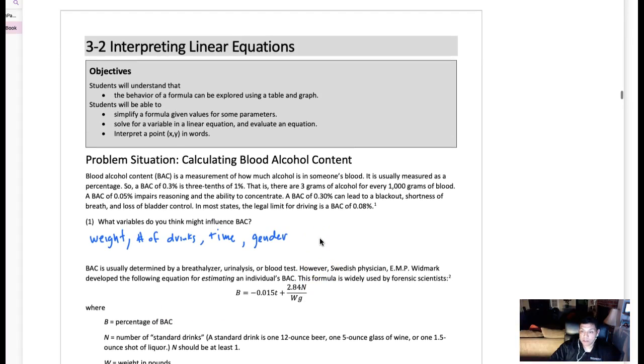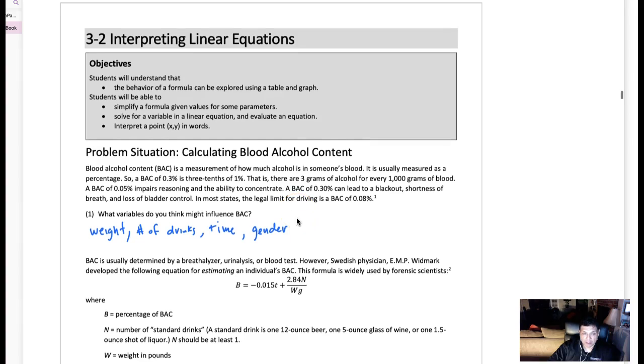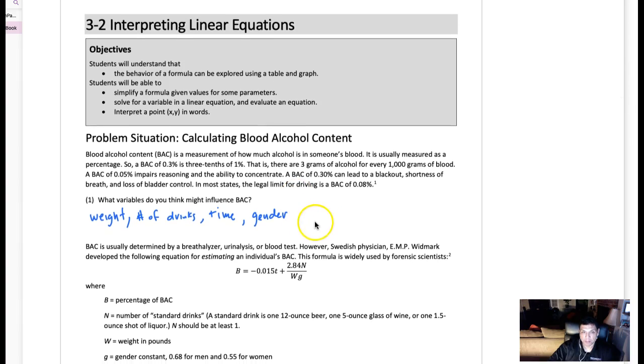This is for lesson book 3-2, interpreting linear equations. And so now that we've practiced graphing linear equations, we want to give it a little bit of meaning. As we finish this class and then go on to statistics for most of you, we apply these linear equations to real world things.